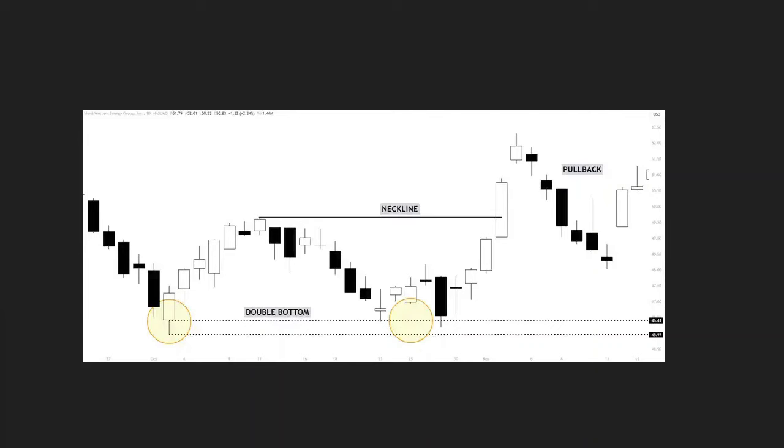Now we're going to look at double tops and double bottoms, another reversal pattern. When you're looking at a double top, we're looking at two peaks at roughly the same price zone. It does not have to be exact. And that just indicates the uptrend may be running out of steam because the buyers can't push it even higher.